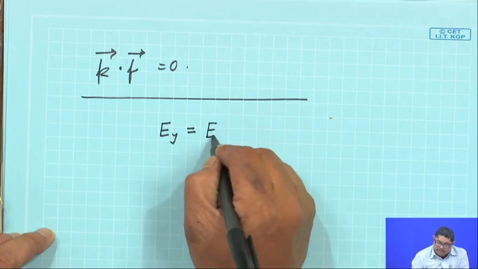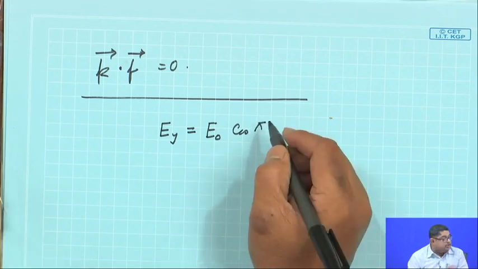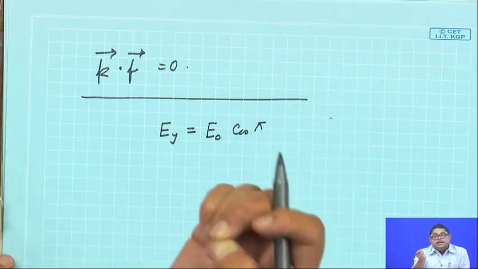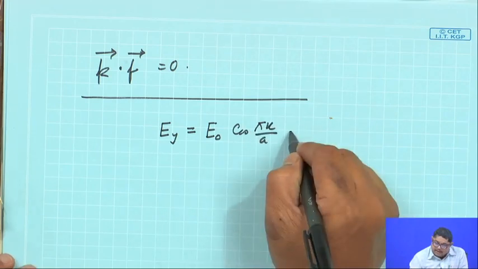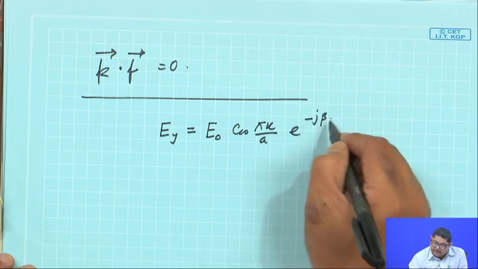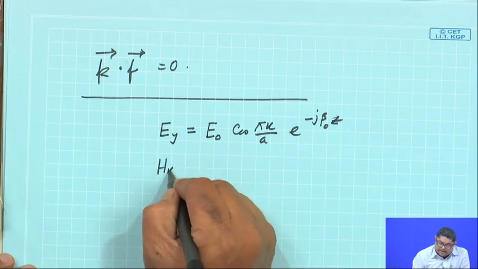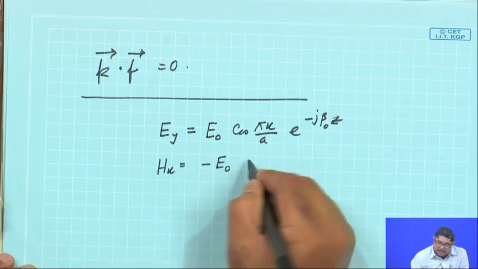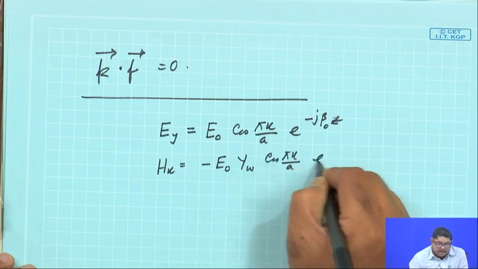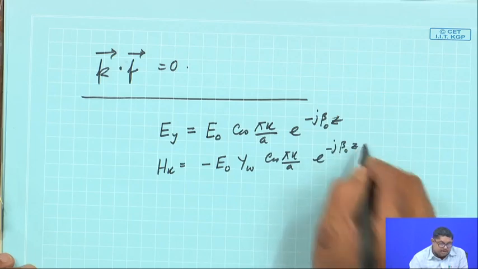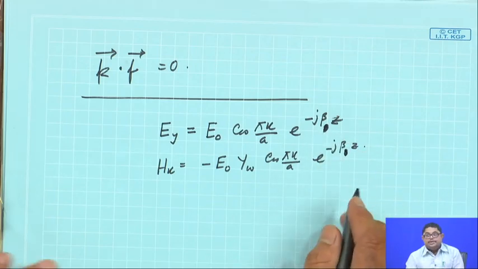All of you know this from your waveguide knowledge. I can write according to my coordinate, which is the center of the guide. So, the field will be cos(pi x by a) e to the power minus j beta naught z, and h x is minus E naught y w cos(pi x by a) e to the power minus j beta naught z. Not beta naught, sorry, it is actually beta T10 it should be.